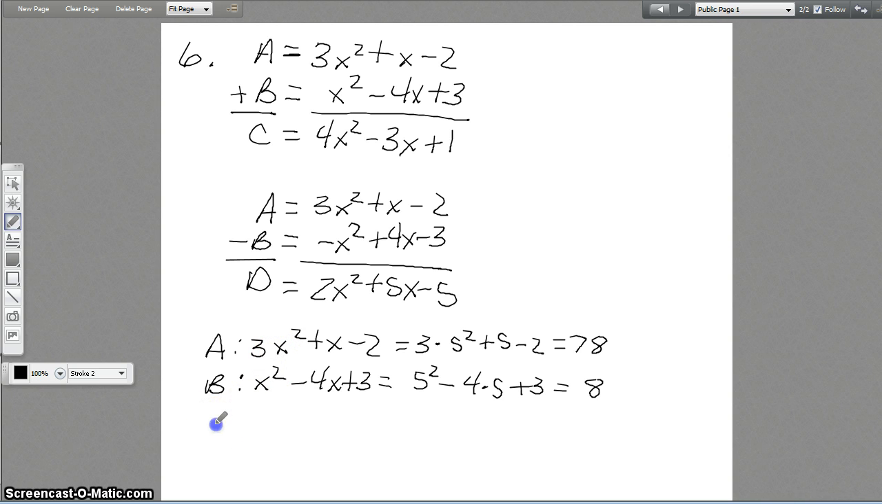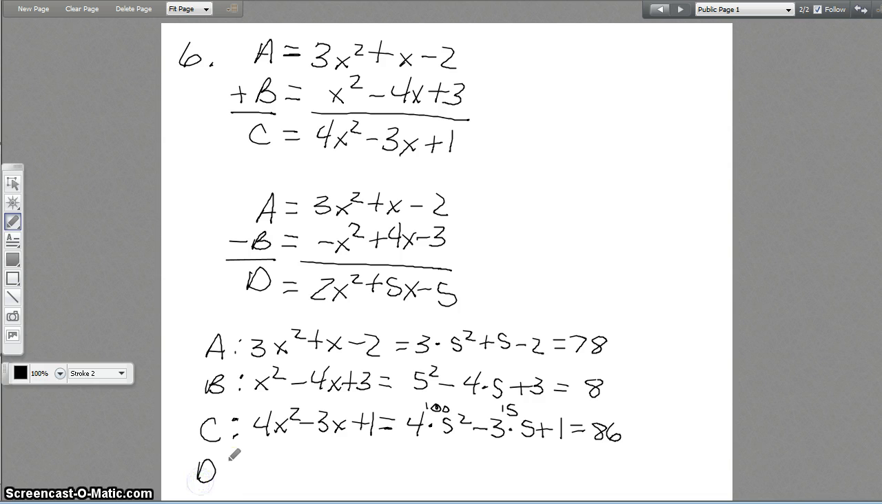Okay, so now we're going to look at polynomial C. That is 4x squared minus 3x plus 1. Again, I'm going to plug 5 in place of our x. So we have 4 times 5 squared minus 3 times 5 plus 1. Okay, 5 squared is 25, times 4 is 100. So this is 100. 3 times 5 is 15. So 100 minus 15, that's 85. Then we add 1 and we get 86.